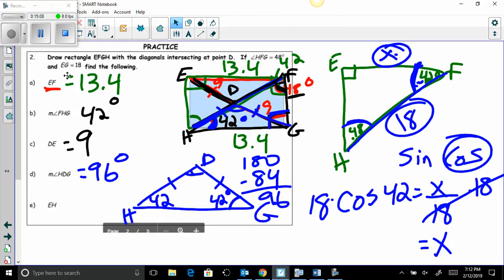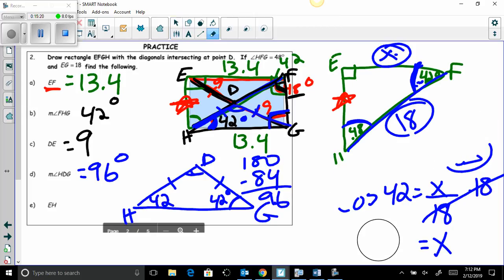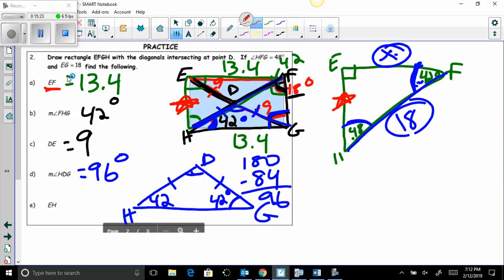Last part. How am I going to find EH? That's this side right here, which I have from this triangle over here. If I go back to that triangle over here, what can I do to find side EH? Again, does it matter if I'm at this side or this side? Or this angle or this angle? I know the hypotenuse, and I want to find one of the sides. Remember, you can either use sine or cosine if you know the hypotenuse. I'm going to go to this angle right here. Well, adjacent to it is the side I want to find. So adjacent and hypotenuse, well, that's cosine.